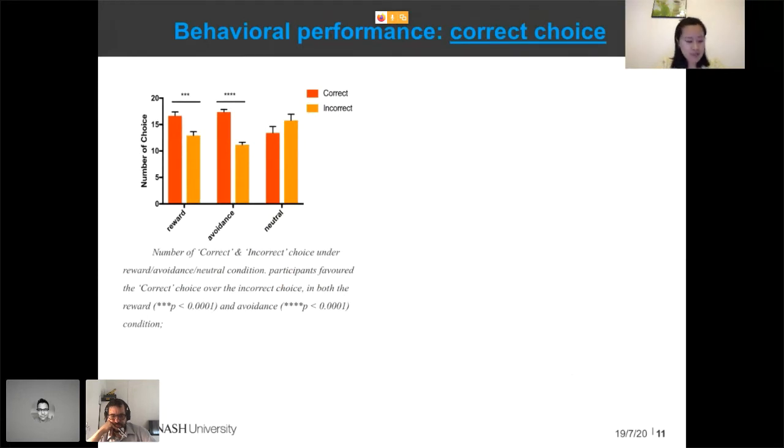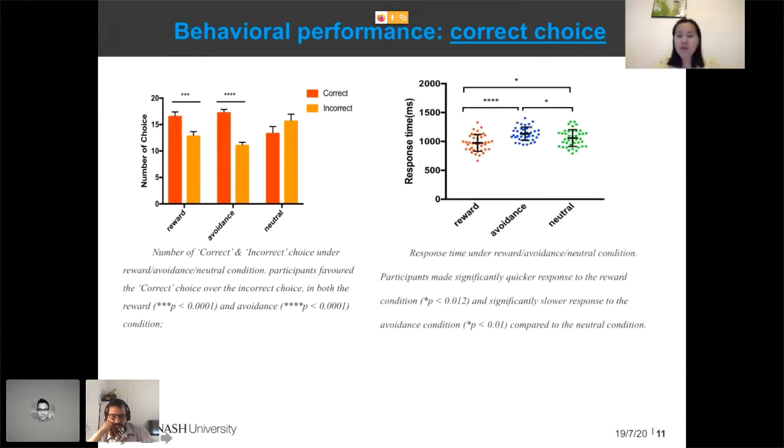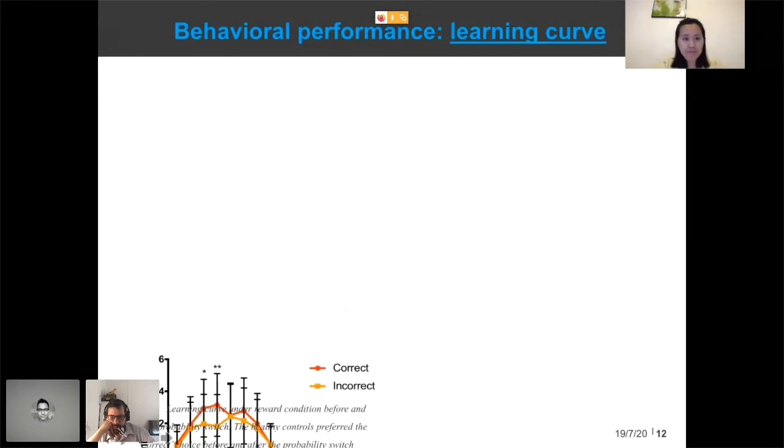Firstly, we look into the number of correct choices under the reward, avoidance, and neutral conditions. It was found that participants favor the correct choices under both the reward and avoidance conditions. Further, we look into the response time, and participants made significantly quicker responses under the reward condition, as well as under the avoidance condition, compared to the neutral ones.